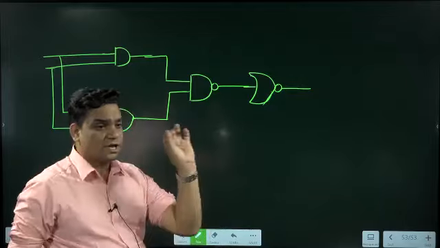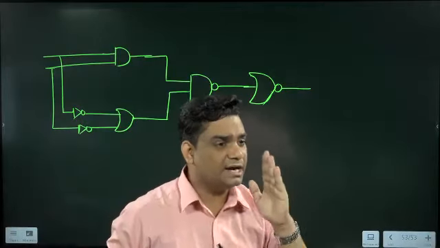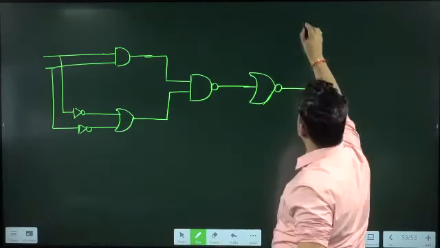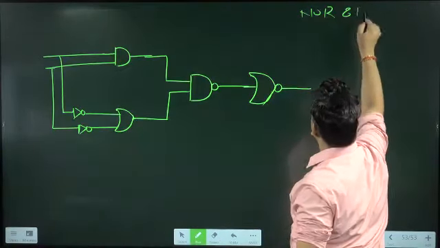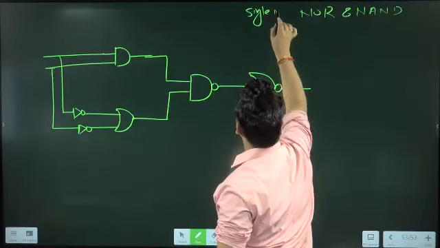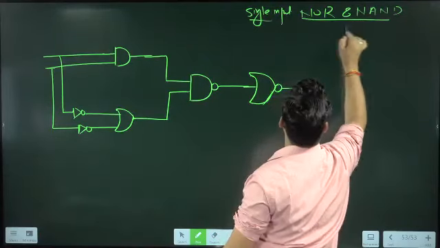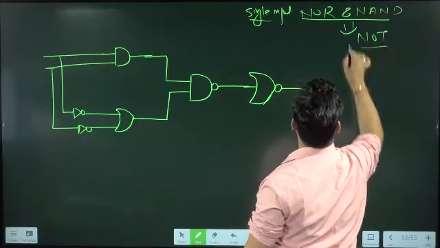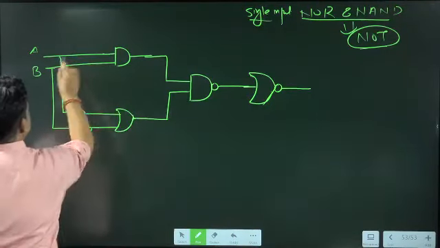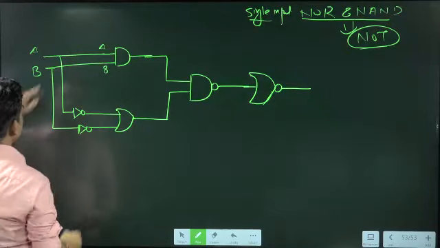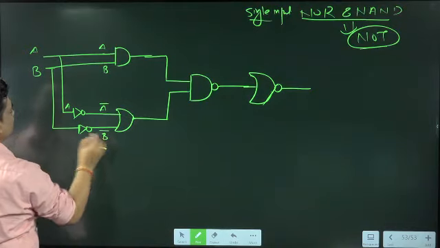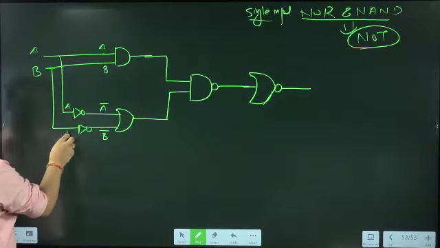Single input, you remember single input NOR and NAND behave like NOT. Single input NOR and NAND behave like NOT gate. Clear? So now we can say this is A, this is B. Here we are getting A, and here B. But here, with A, it becomes A bar. Here with B, it becomes B bar.